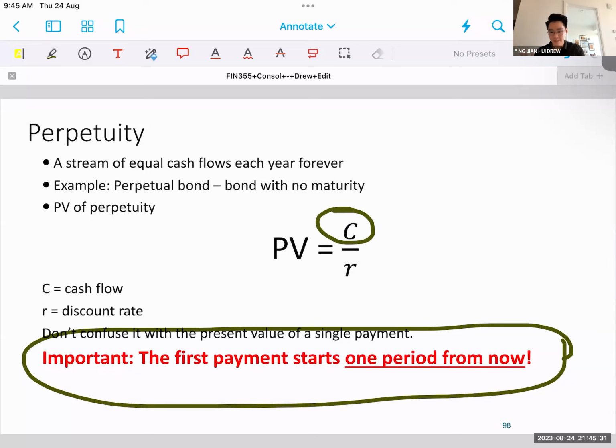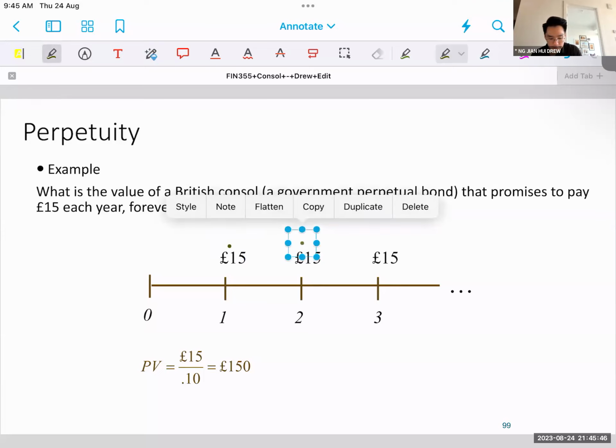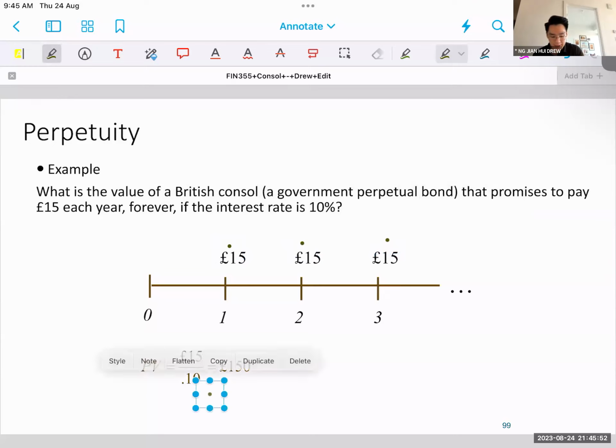All right, but this perpetuity is like this. For example, you have this government perpetual bond. All right, you're getting £15, right, non-stop. So how do you calculate the present value of a perpetuity? You take 15 divided by this.